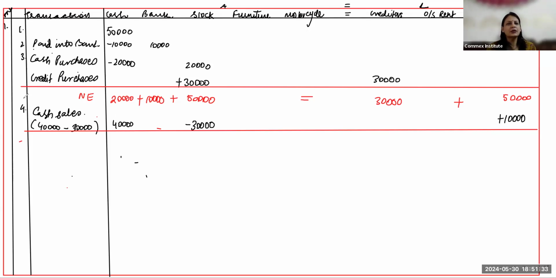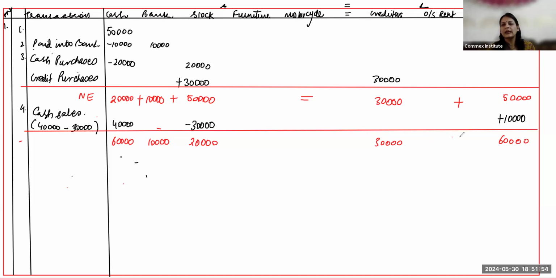So my cash has increased to 60,000 because of these cash sales. Bank balance is still 10,000. Stock has gone down by 30,000, so it is 20,000 now. And creditors remain the same. And the capital has increased to 60,000.